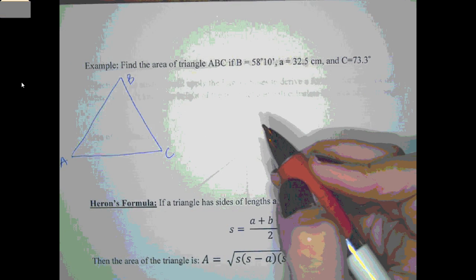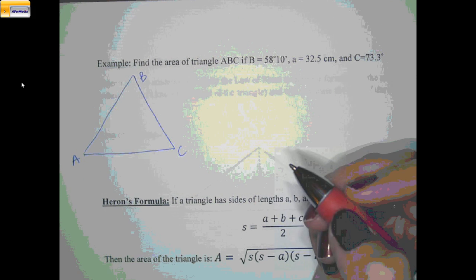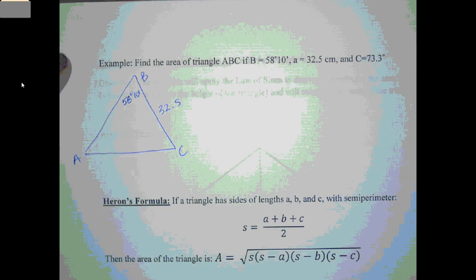Because we got to find out what we know and what we don't know. I'm looking here, and I don't even have two sides. In order for that formula to work, I need two sides and an included angle. So angle B is 58 degrees, 10 minutes. Side A is 32.5. And angle C is 73.3 degrees.